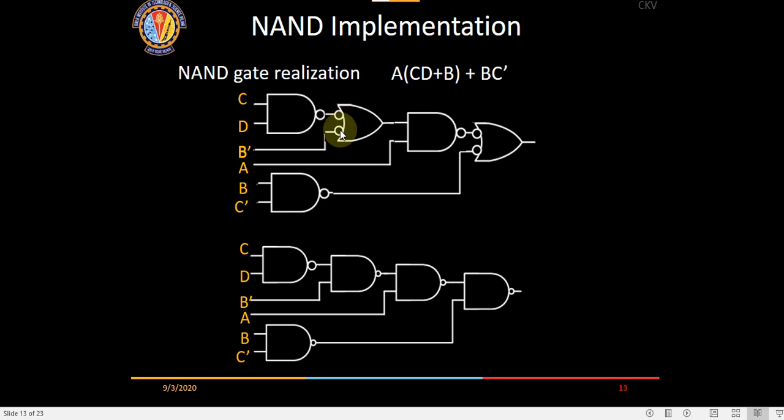OR gate, if you invert the inputs and outputs, it will become AND. And if you invert just the inputs, it will become NAND. Is it clear? Yes, sir, but... So you don't have to do that, right?